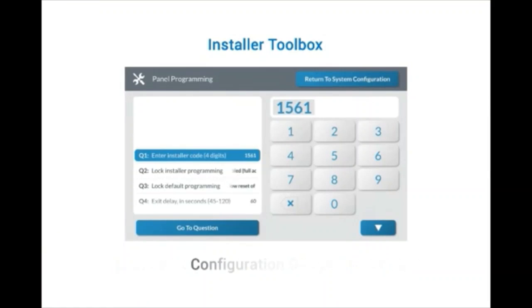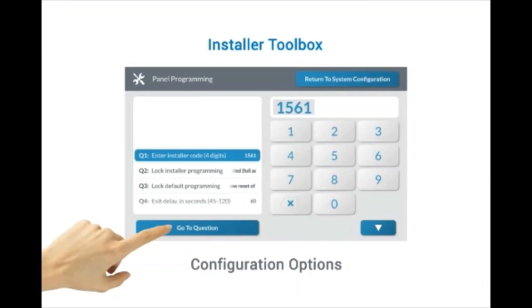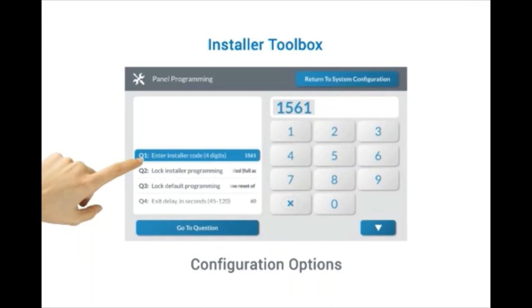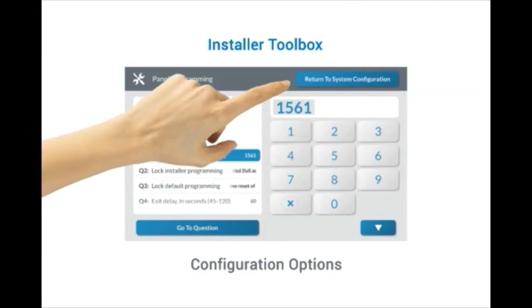There are multiple configuration options available under Panel Programming. The various options can be selected by pressing the Go To Question button and typing in the 2-digit question number, or by scrolling through the question numbers on the left. Once finished, press Return to System Configuration.